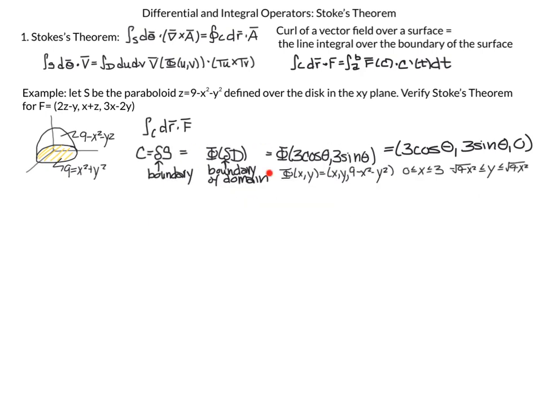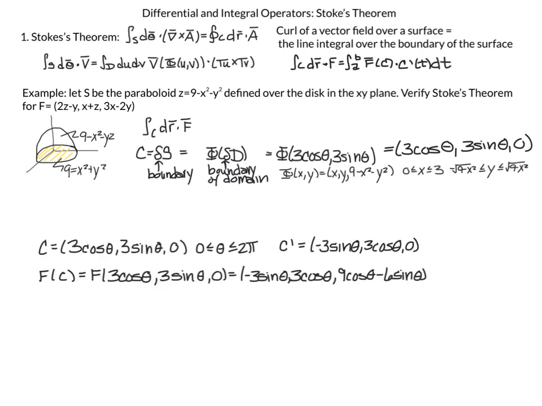I'm just going to reduce this calculation over here to give myself more space. I rewrote my parameterization of c and brought it down here along with my limit for theta. Theta is going between 0 and 2 pi. And now I can also take the derivative of my c, and that's minus 3 sine theta, 3 cosine theta, 0. And then I can compose my vector field with c.